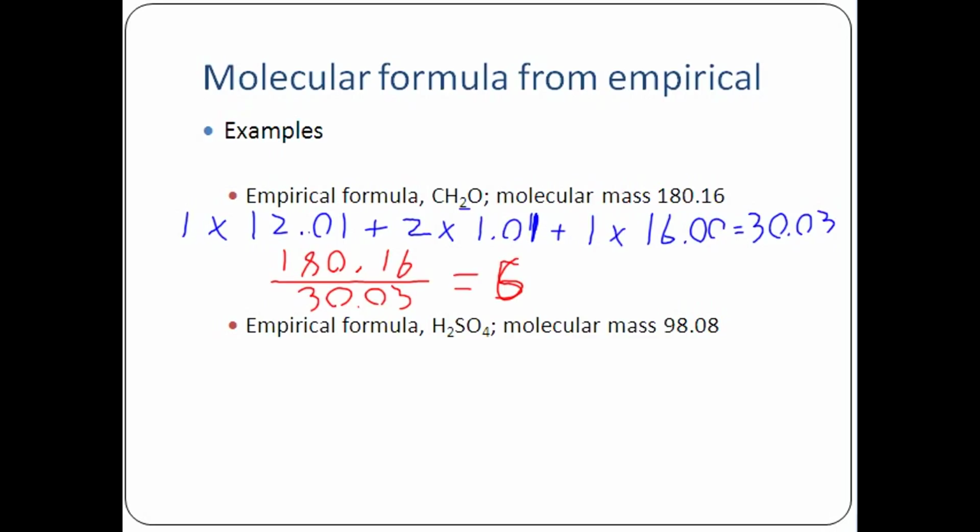And so as a result, since my empirical formula is CH2O, my molecular one is going to be C6H12, because 2 times 6 is 12, O6. And so that is going to be my final molecular formula.